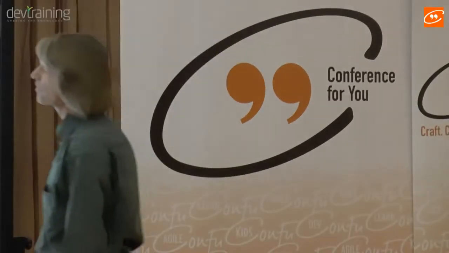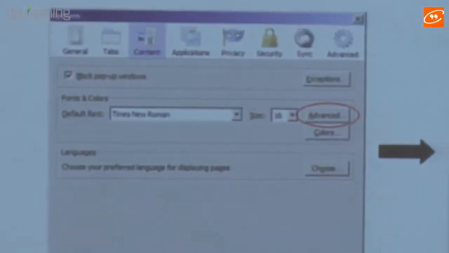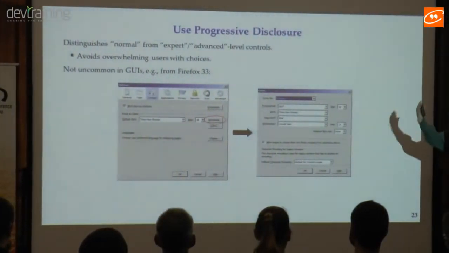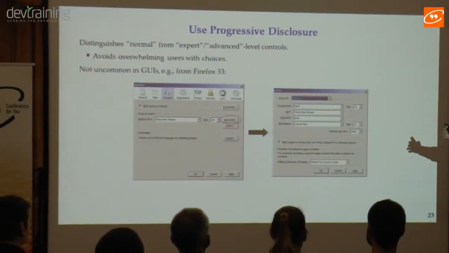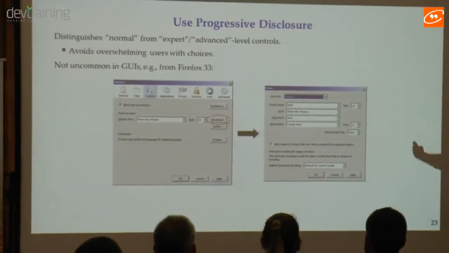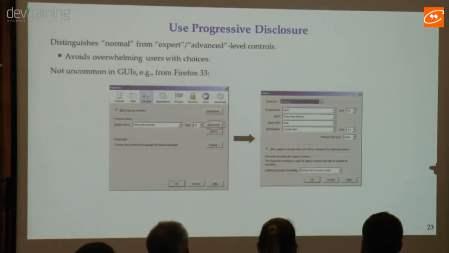So the idea behind progressive disclosure is to distinguish normal from expert level controls and to avoid overwhelming users with choices. If I go to you and say, here's 100 things, what do you want to do? The chances of you choosing the wrong one are higher than if I say, here is a list of 10 high likelihood things you probably want to do, and here's a secondary list if you want to try some other stuff. So progressive disclosure, not uncommon in GUIs.